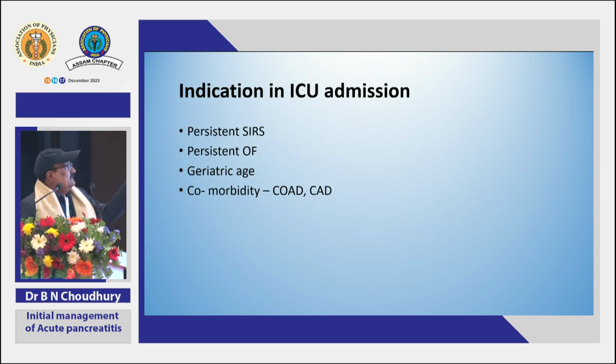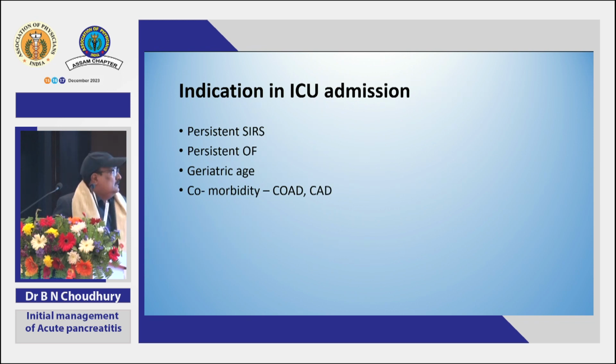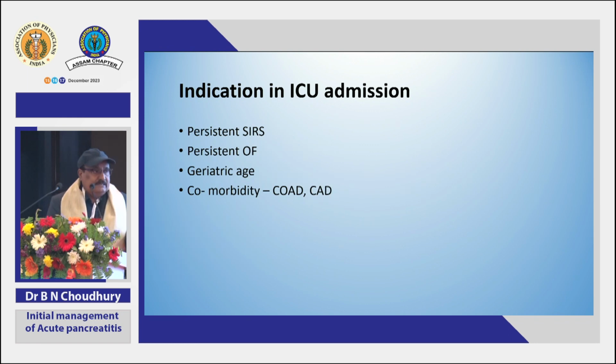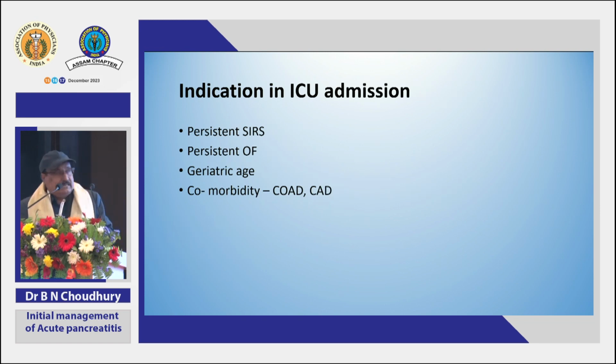So the same indications for ICU: persistent organ failure, persistent SIRS, and the geriatric age group, more than 65 years. Because these are people with lots of comorbidity, like COPD, diabetes, nephropathy, so you will be in problem giving the fluid. So don't keep this type of patient in the general bed or general floor, keep them in ICU.